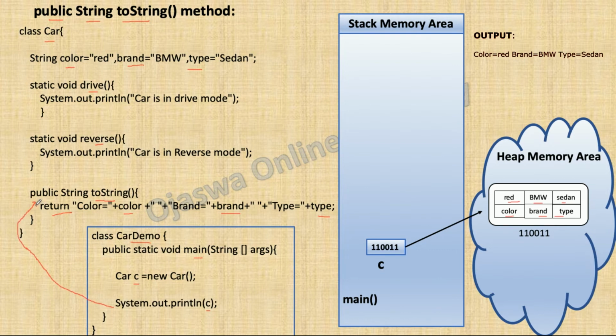You don't need to call the method explicitly the way you call any other method in Java. In our previous example, we had given a call to display method explicitly, but nowhere we have given a call to toString method. Why? Because toString method is implicitly called. It is called automatically. When is it called? When you try to print the object. So as soon as the interpreter will read system.out.println and you're printing object C, the control of the program will go to the toString method and it will return the values belonging to variables color, brand, type, and the data will get printed.